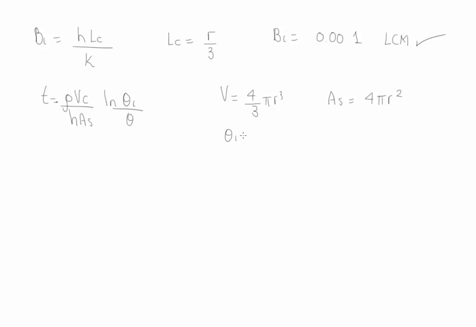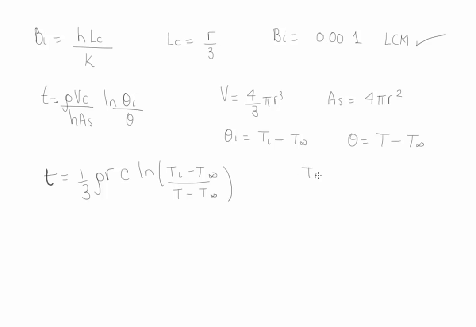The value of theta i is going to be equal to the initial temperature minus T infinity, and theta is going to be equal to T minus T infinity. The value for T initial is going to be 1150, and the final temperature is going to be 400. If we substitute all this into the time equation, we're going to find that the time is simply equal to 1/3 rho r c times the natural log of Ti minus T infinity divided by T minus T infinity.